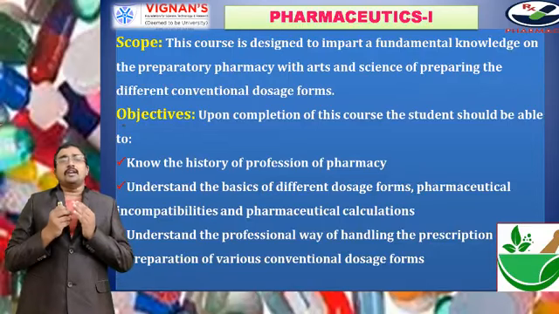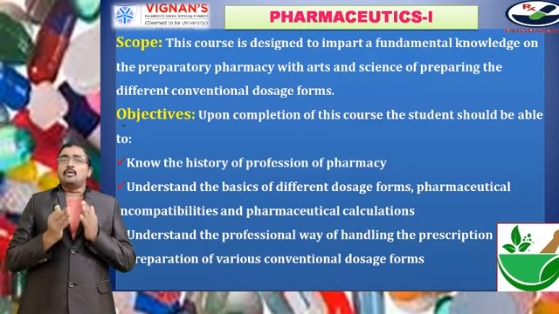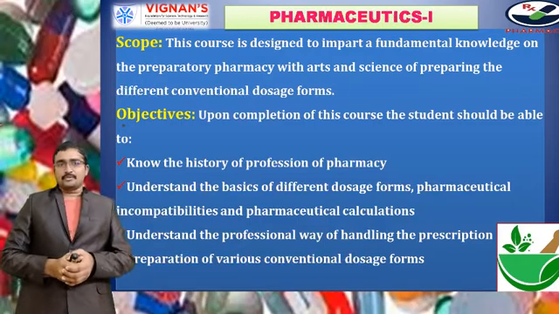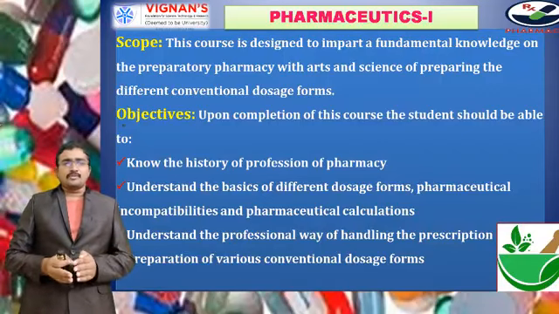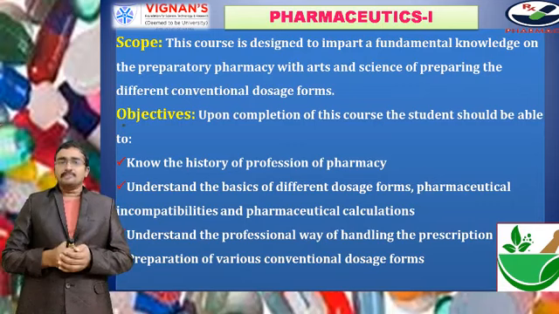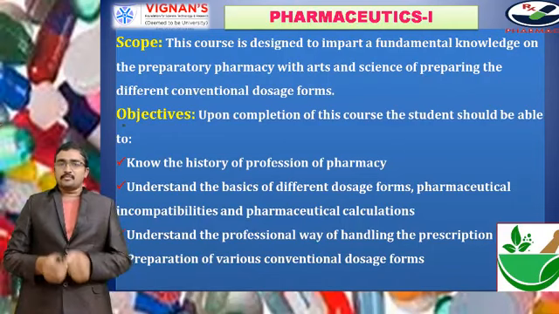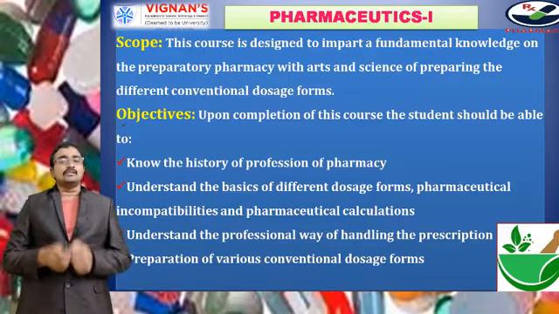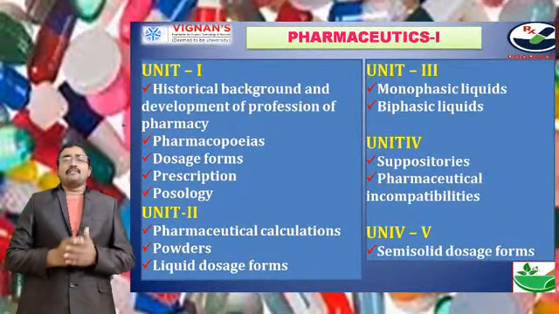The pharmaceutics course has a scope. This course is designed to impart fundamental knowledge on preparatory pharmacy with the arts and science of preparing the different conventional dosage forms. The student will be able to understand the history of the profession of pharmacy, the basics of different dosage forms, pharmaceutical incompatibilities and pharmaceutical calculations, the professional way of handling prescriptions, and the preparation of various conventional dosage forms. So totally we have 5 units.